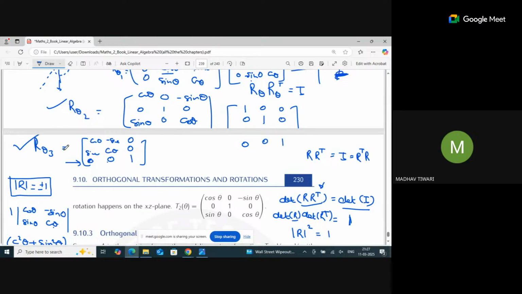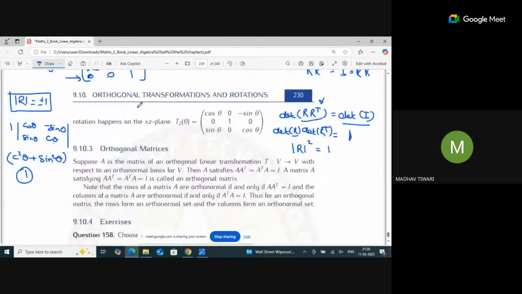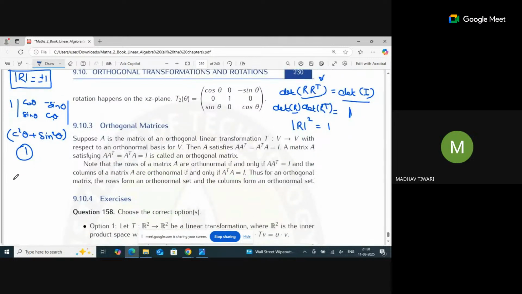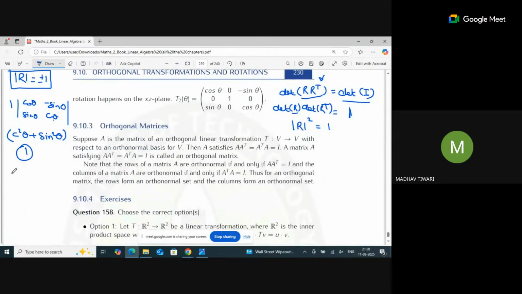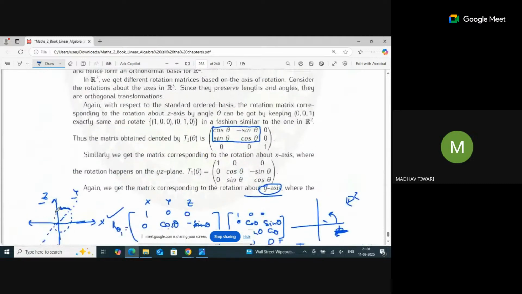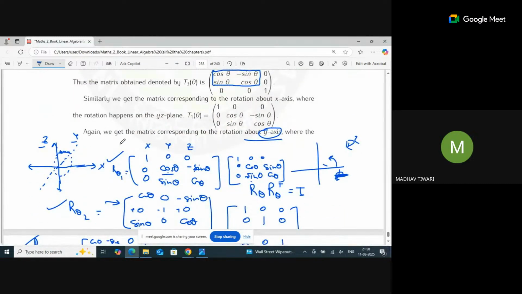But if I find the determinant in this case with respect to the second row, this entry should be plus, this will be minus, and this will be plus, right? When finding the determinant. So minus 1 times the determinant of cos theta, minus sine theta, cos theta. Its determinant we already found is 1. So minus 1 times 1 will be minus 1. You can verify for this matrix, it will be 1.